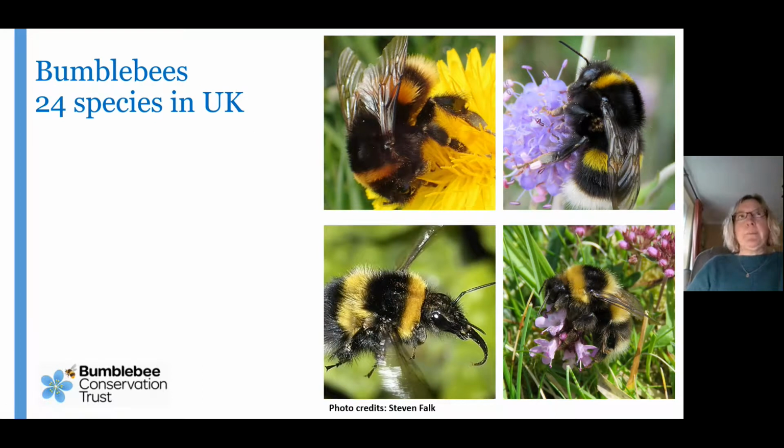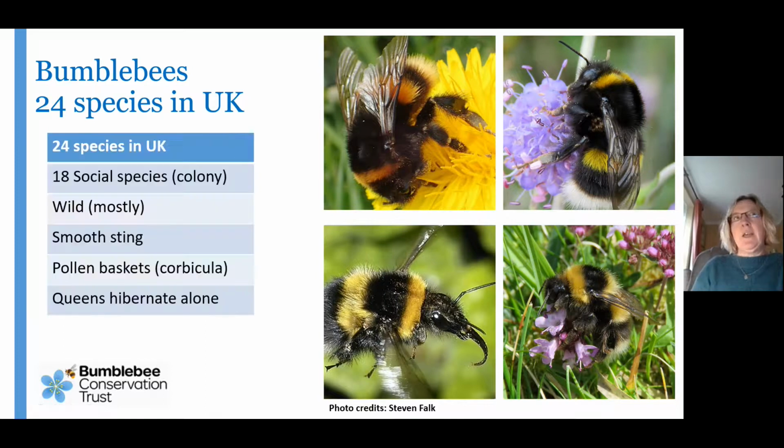So bumblebees, the focus of our talk this evening. There are 24 species in the UK. And that's 18 social species and 6 cuckoo species, which I will come back to. But the majority are social insects living in a colony, a little bit like a honeybee, with a queen and her daughter workers. And the queen is the reproductive individual within the colony.